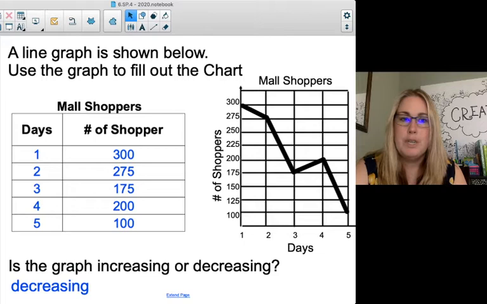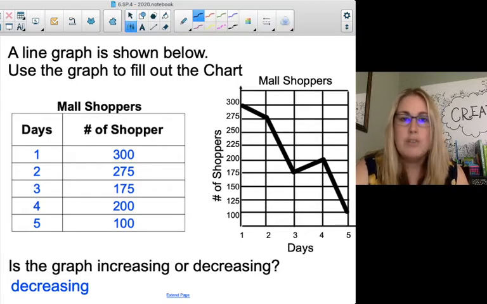So let's get started. A line graph is shown below. Use the graph to fill out the chart. This chart's already been filled out, but let's talk about how you would do this. For day 1, the days go along our x-axis, and the number of shoppers is along our y-axis. So what you're really just doing is looking for your x and y coordinates for each of these points. For day 1, if I go over to 1 and go up to where the line is, it is at 300. Okay, so day 1 is 300 shoppers.